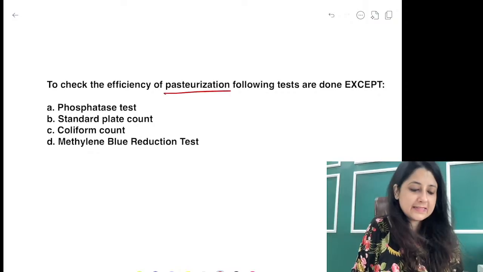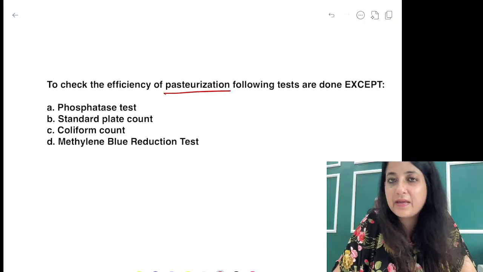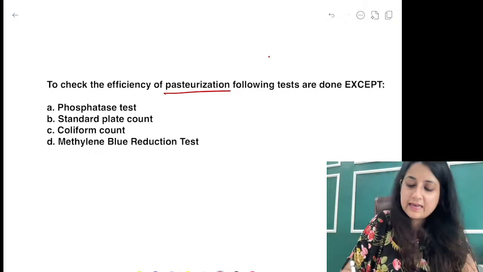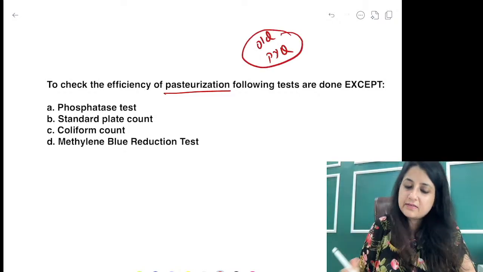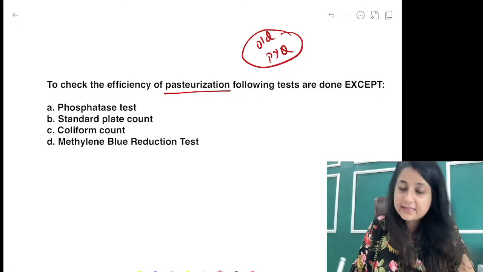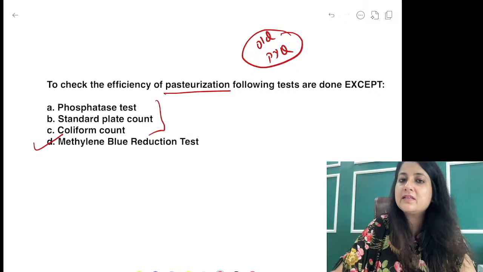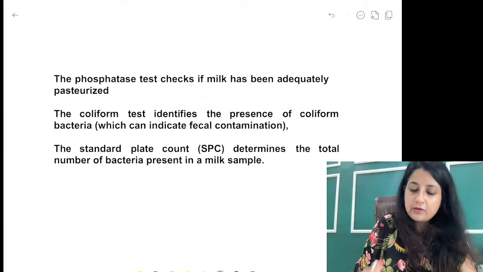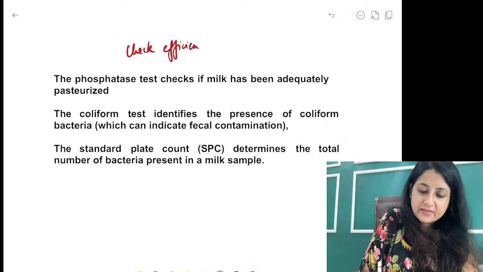Okay, pasteurization, I thought I will make you revise once, since sometimes you don't read things like pasteurization. So just tell me the names of the tests which come. This is again an old PYQ, guys, but we should cover them as well. Which is the test to check the efficiency of pasteurization? Methylene blue reduction test doesn't check the efficiency. It checks whether the milk is fit for pasteurization or not.